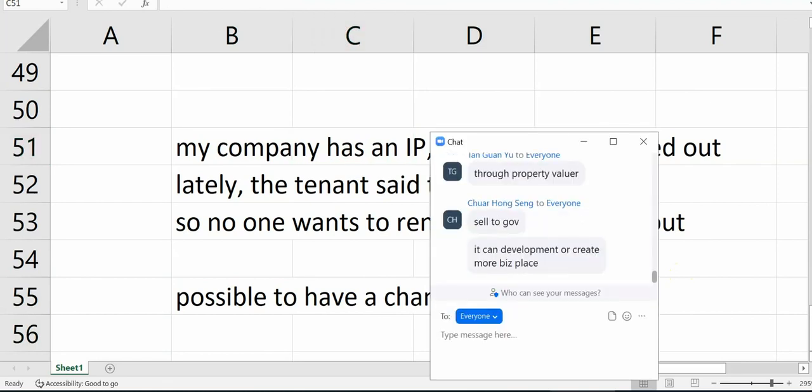Okay, I got a message here. It can be developed or create more business places. What does it mean? Do you mean I need to demolish the apartment and rebuild the whole thing? Now that is, number one, very pricey and expensive to do, and number two, the ghost might not go away. Isn't it? I know this Cheras area.